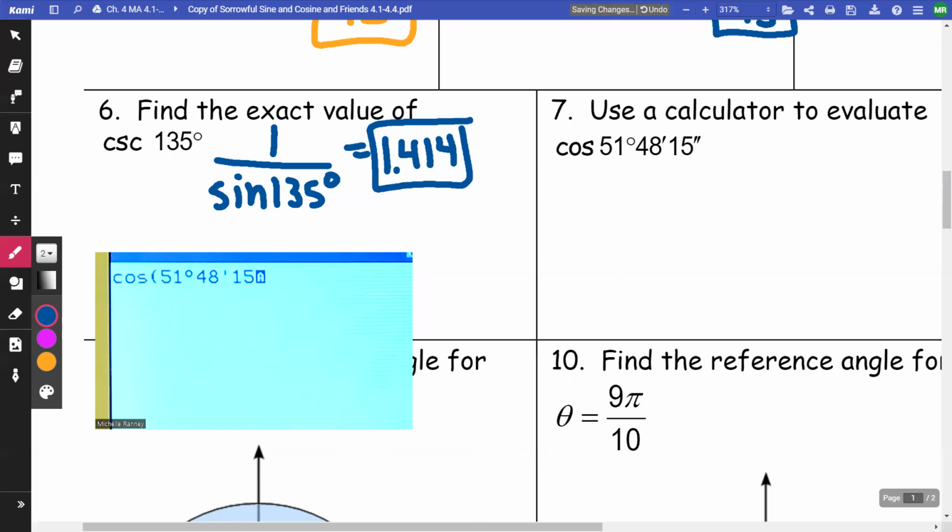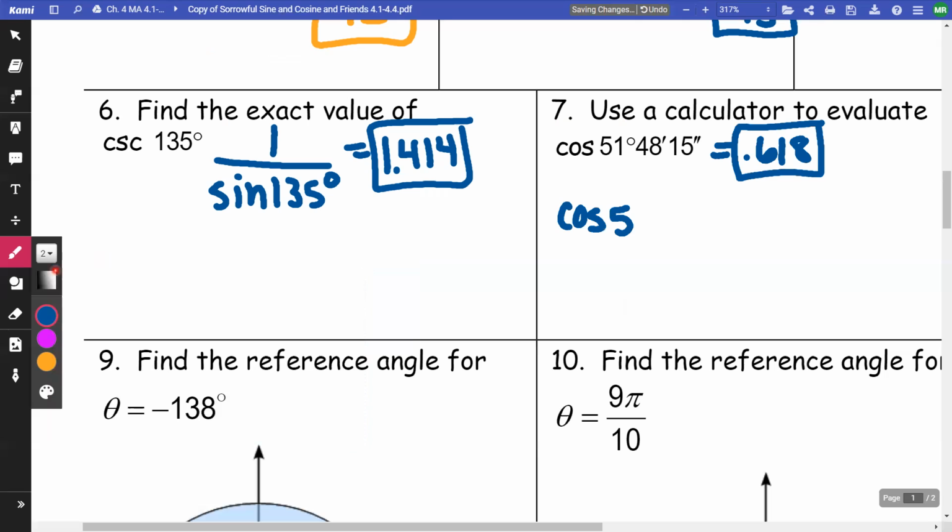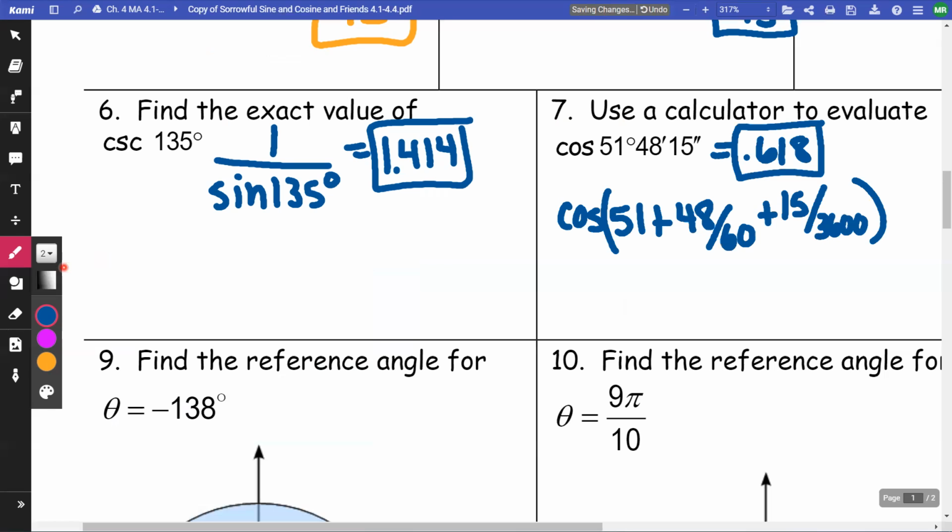So I'm going to hit the green alpha and the plus sign, and I end up with this being equal to 0.618. Another way I could have typed this in, I could have also typed in cosine of 51 degrees plus 48 out of 60 minutes. That's going to be a portion of a degree, plus 15 seconds out of 3,600 seconds, which is a portion of a degree. And I could also put that in my calculator.